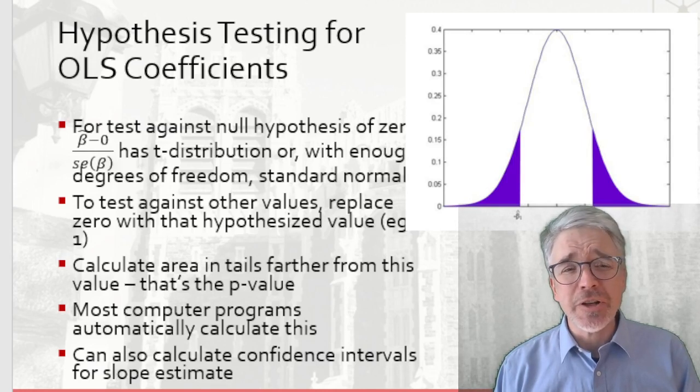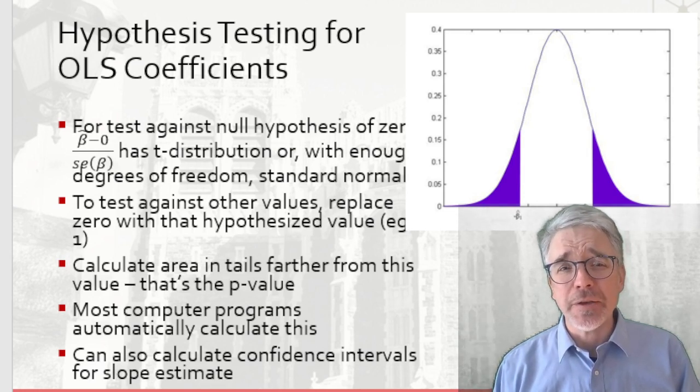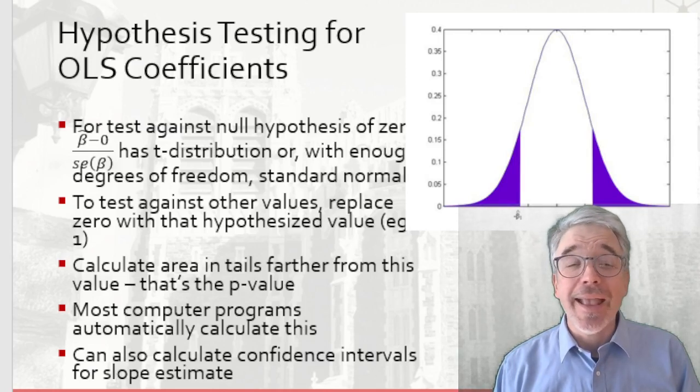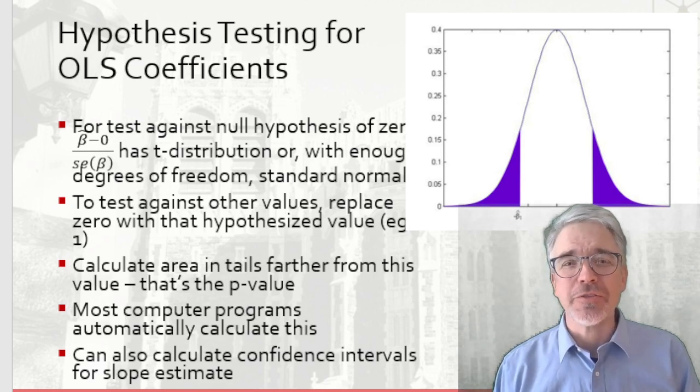To test against the null hypothesis of 0, which is the most common, we would form the test statistic as beta hat minus 0 divided by the standard error of beta. If we want to test against some other value, not 0, then we put that in. But it's very common, normal, really. Sorry, bad joke. It's really common to test against 0 because that's a sign of no relationship.